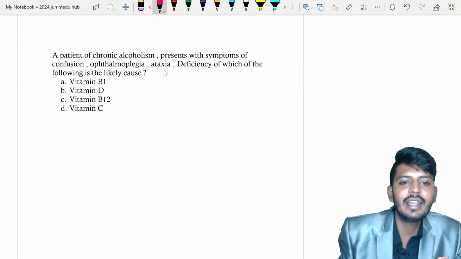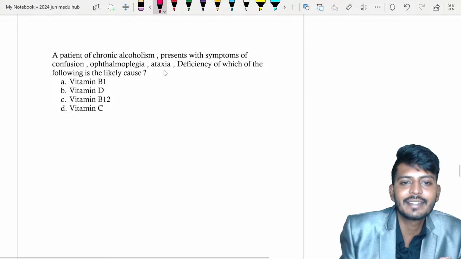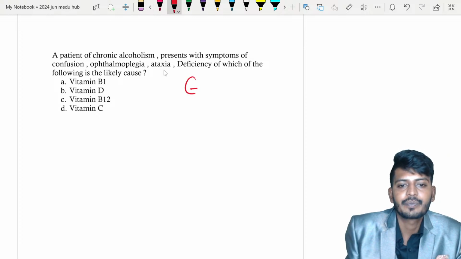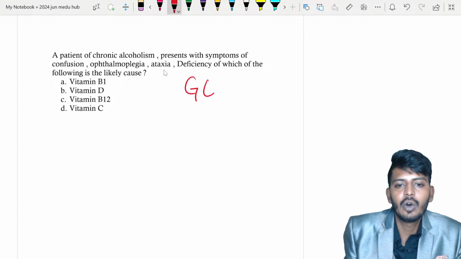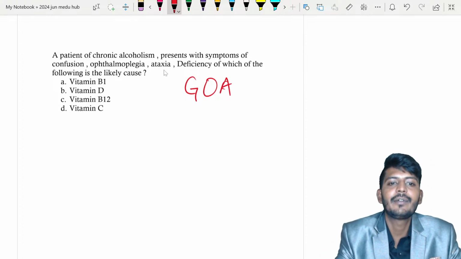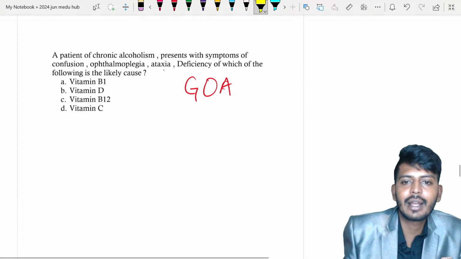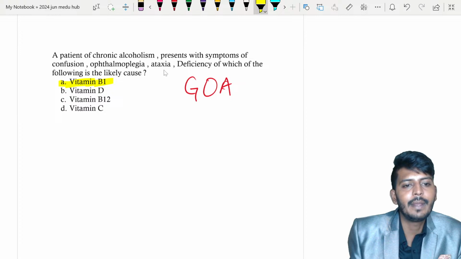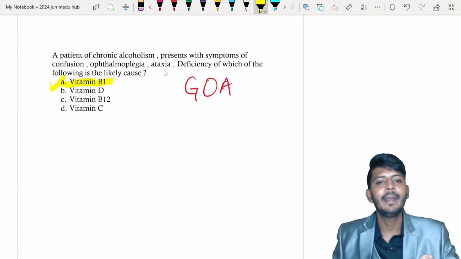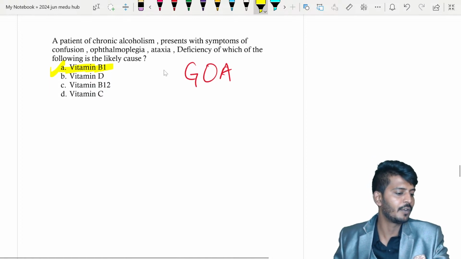So he's having global confusion, symptoms of confusion, ophthalmoplegia, ataxia, GOVA. This is a classic mnemonic to remember. So that is your Wernicke's encephalopathy. Absolutely, all of you are correct. The answer is vitamin B1 deficiency. So this is the story of global confusion.